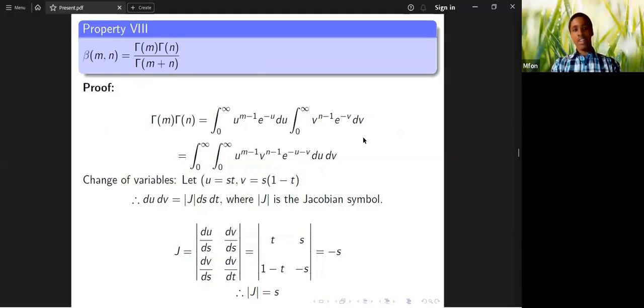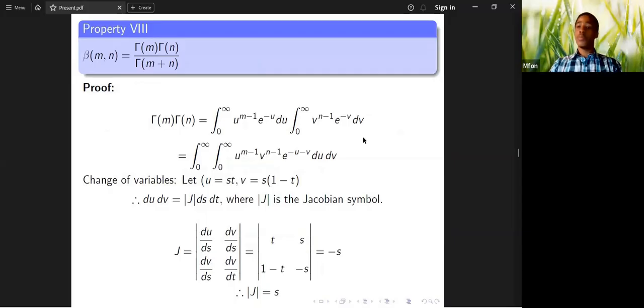So beta m of n is equal to the product of gamma m and gamma n over gamma of m plus n. This is done when we're solving this. We have to change integrals because we are trying to express it in a term that will show the gamma function inside. So when we do this, we are going to pick the change of variables u equals st and v equals s times (1 minus t).